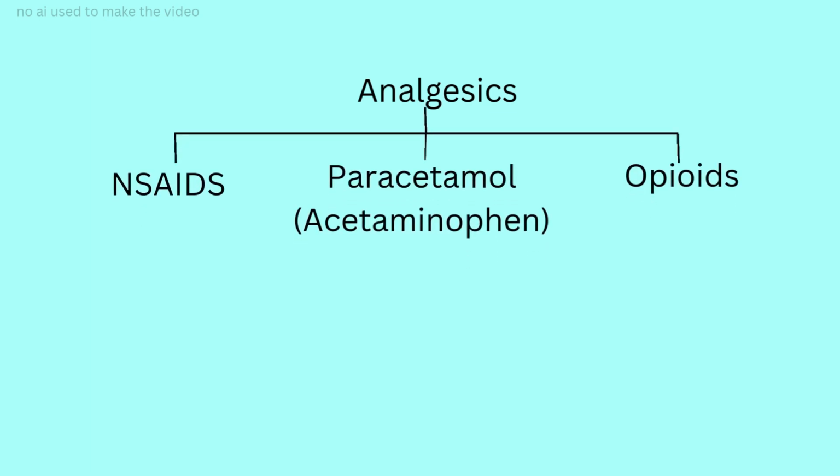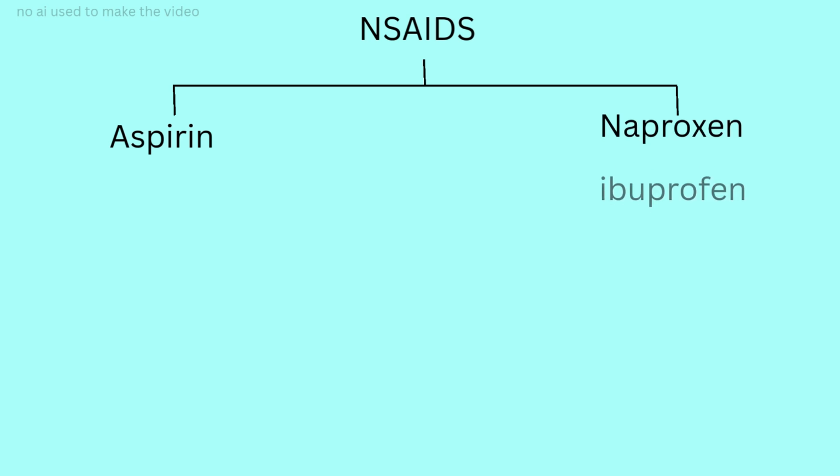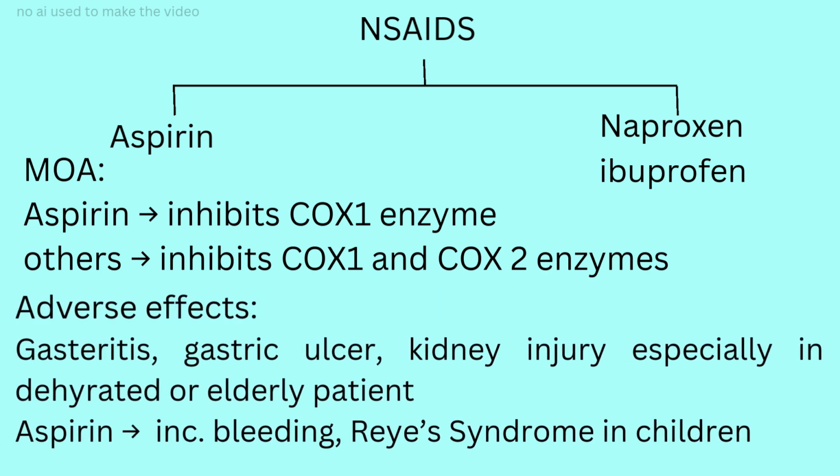We are going to talk about analgesics, which are used to reduce the pain of the patient without losing consciousness. They are classified as NSAIDs, paracetamol, and opioids. NSAIDs examples are aspirin, naproxen, and ibuprofen. Aspirin irreversibly inhibits COX-1 enzyme, while NSAIDs have the function of inhibiting both COX-1 and COX-2 enzymes and reducing prostaglandin synthesis. Hence, they stop the inflammation and pain.